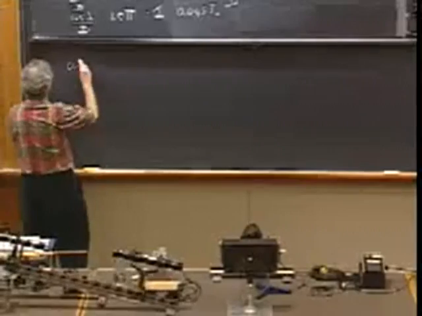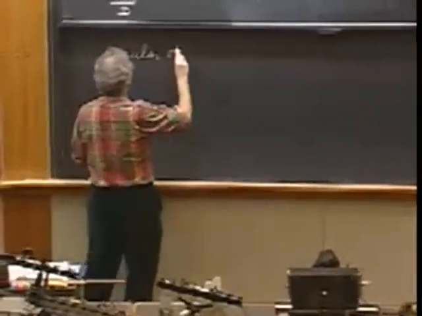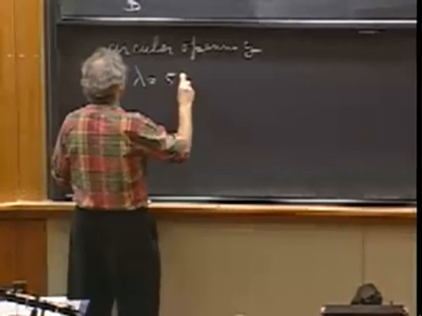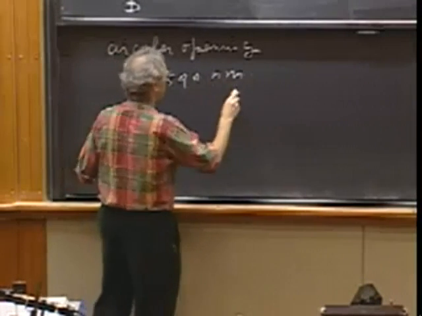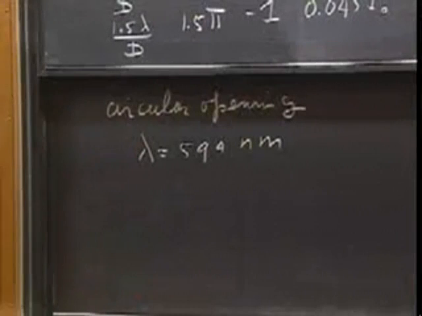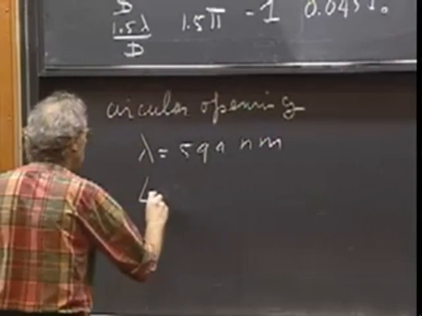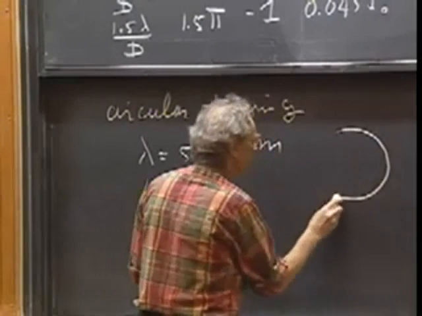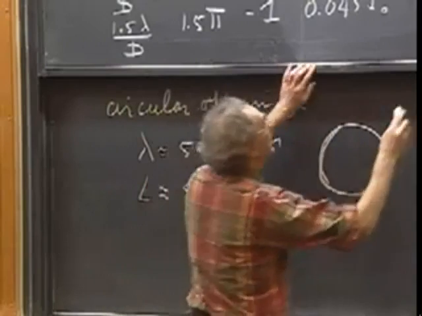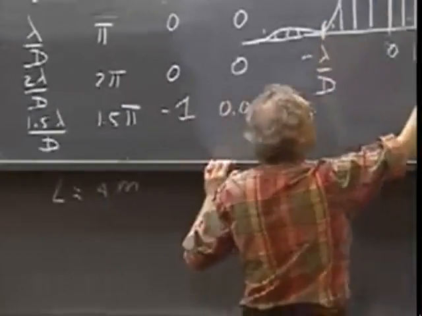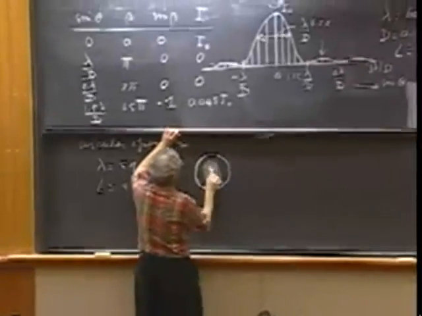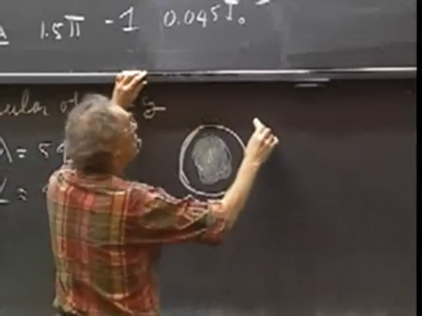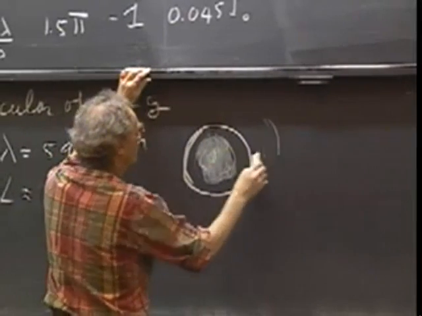So it is a circular opening, call it a pinhole, and lambda is about 594 nanometers. It's also a laser. And the distance to the screen L is about 4 meters. And what you're going to see is a ring, which is this ring, and then you see this light inside, which is very difficult for me. This is the very high maximum, and then you will see more rings outside.